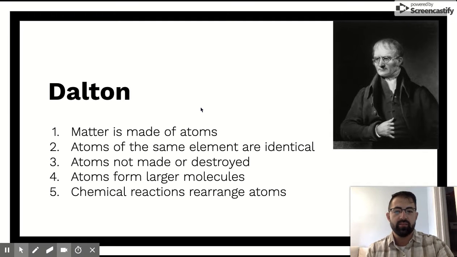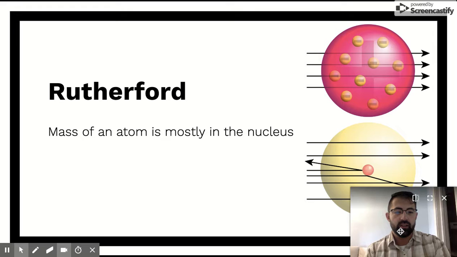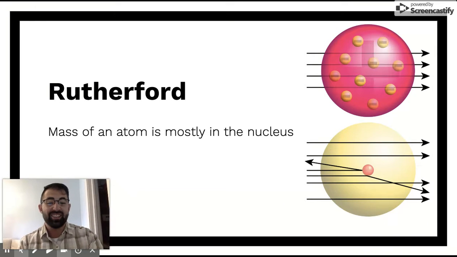Our next theory came from the scientist Thomson, and he said that the electron is negatively charged. We won't get into here how he did that. And Rutherford said the mass of the atom is almost entirely in the nucleus.